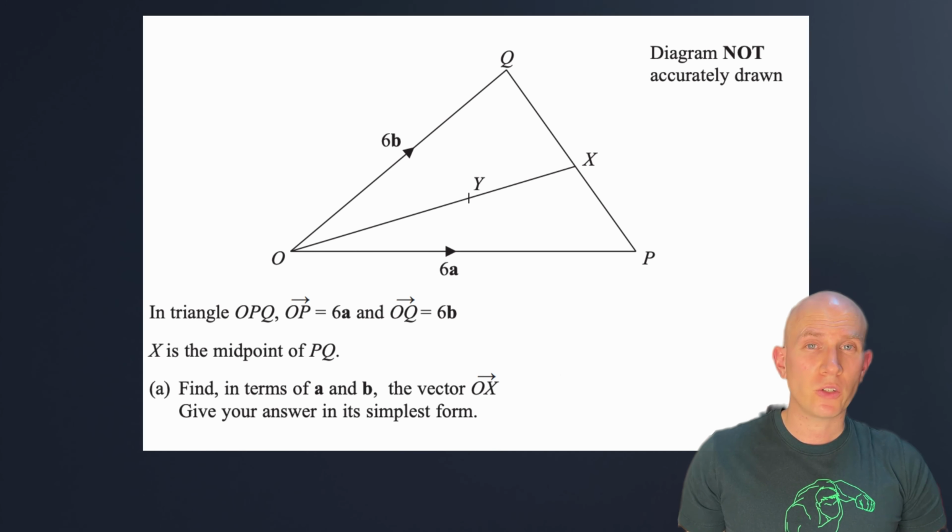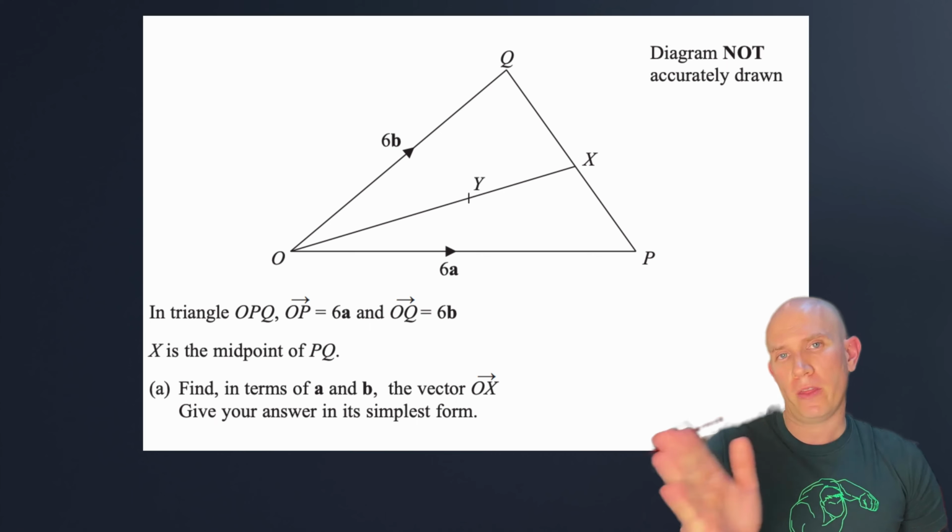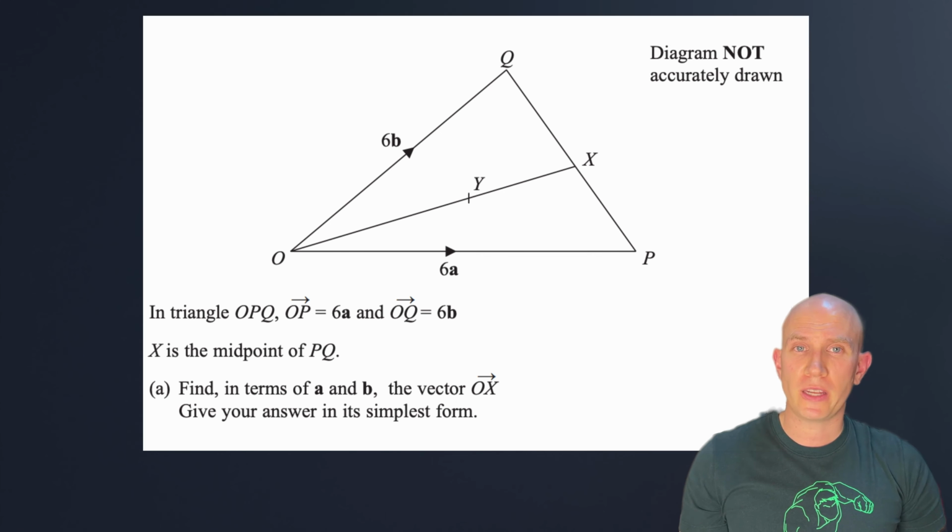Right, so it's our job to now find vector OX. As you're used to by now, we don't have it. We need to figure it out from the various routes that we can travel to get there. One big clue that they've given us is that X is the midpoint. So we are probably going to use that in some way.